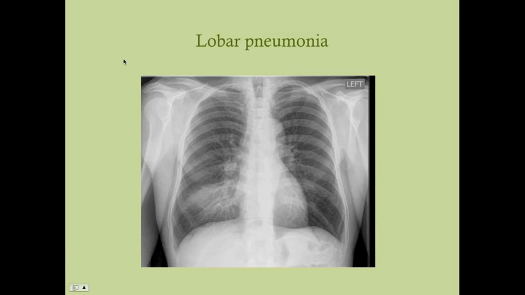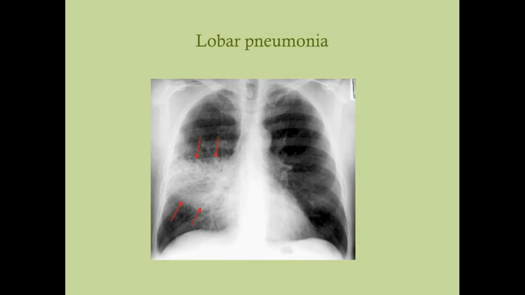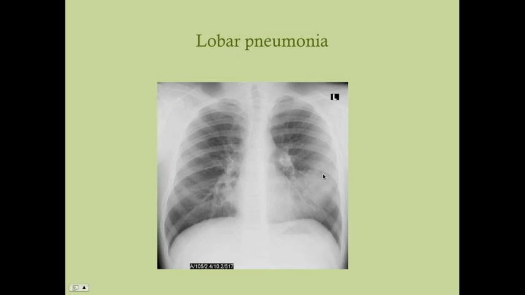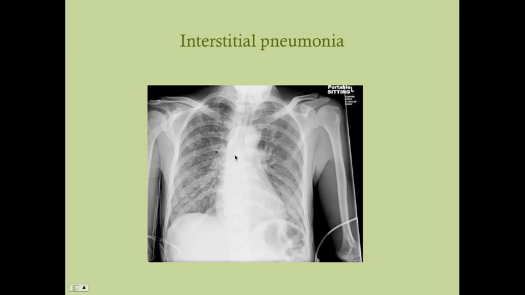So here's lobar pneumonia. This one's not a very obvious case, but you can see it right here. It's the right lower lung field here. Here's a more apparent picture. So this is the right middle lung field. And then here's another more discrete one on the left side here. Now here's an interstitial pneumonia. So this would probably not be streptococcus pneumonia. And this you can see it's infecting the entire lungs.